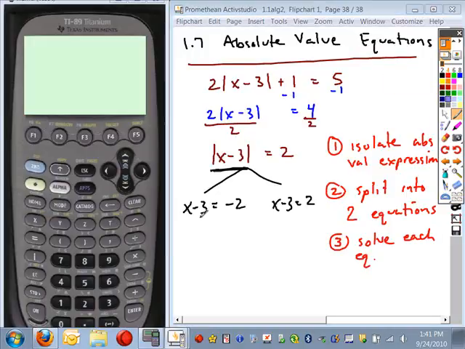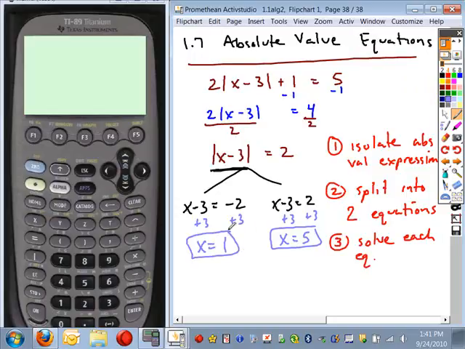If you're going to solve this, again, just perform the operations. X is equal to 1. Do the same thing with the second equation. X is equal to 5. You get your 2 solutions. And then just to get in a good habit, check your solutions.